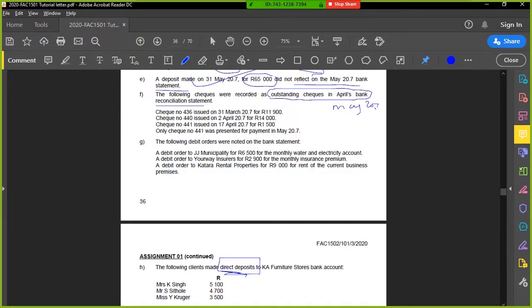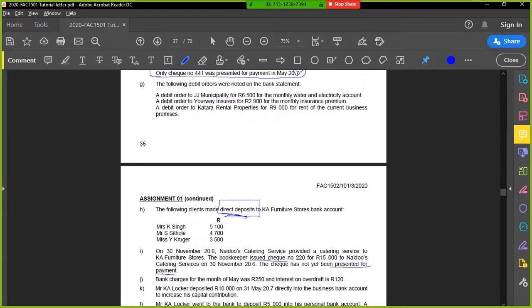Check 441, issued on 17 April. Same thing again, for 1,500. But they've made a note here: only check number 441 was presented for payment in May. See that? So that means you don't need to do anything.